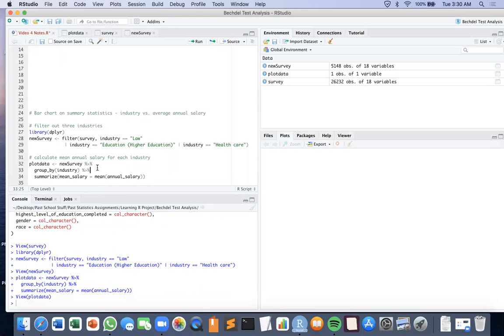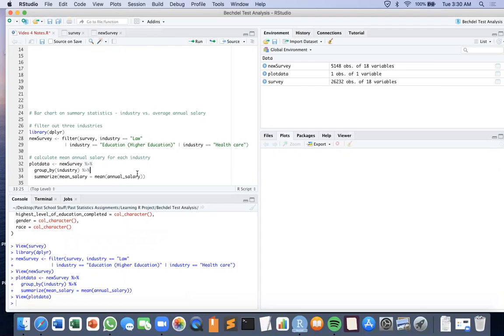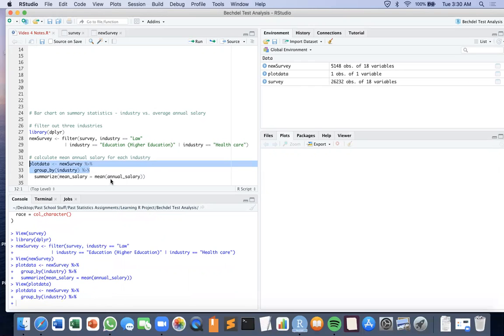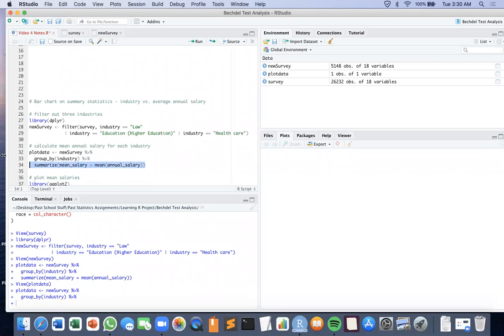Oh, something is wrong. We want to calculate it for each industry. So why did we give just one value? Mean, summarize, group by industry. Well, let's do these first 2. And now let's run this.